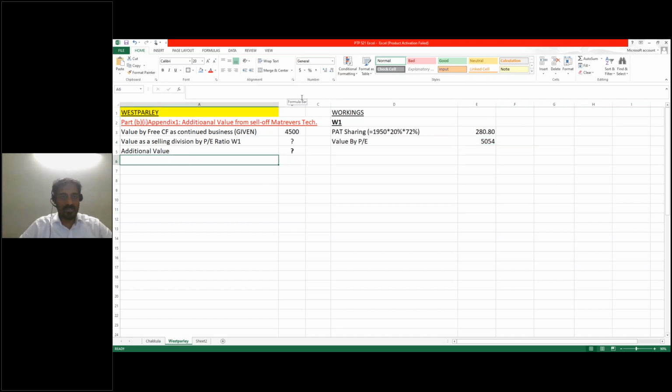Yes, it's very simple. So this is the 5054, that is E4, and the additional value is the difference: 5054 minus 4500, that's 554. That is the additional value. Number one, and you got the 4 marks. It's a very simple requirement, but you have to understand the requirement accordingly.